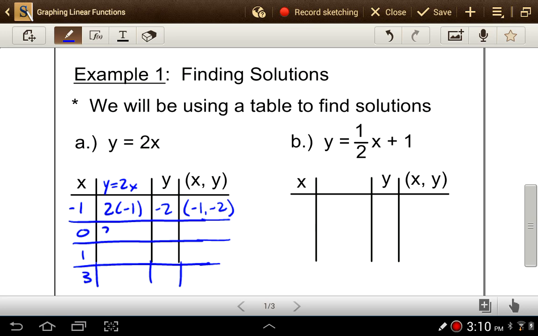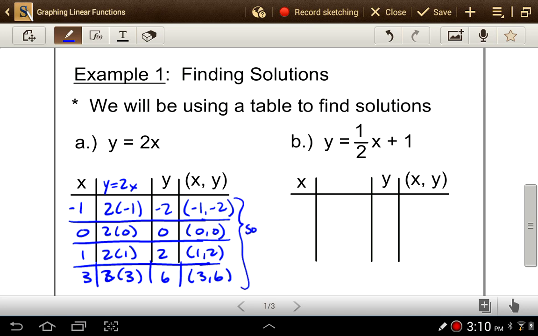Now I try 0. 2 times 0 is 0. So that ordered pair is 0, 0. Now I plug in 1. 2 times 1 is 2. That gives me an ordered pair of 1, 2. And I did 3. 2 times 3 is 6. So that gives me an ordered pair of 3, 6. So these, right here, this last column, those are my solutions. Okay? And that's my answer. That's all I have to do for finding solutions, is to do that, and my table has my solutions in them.